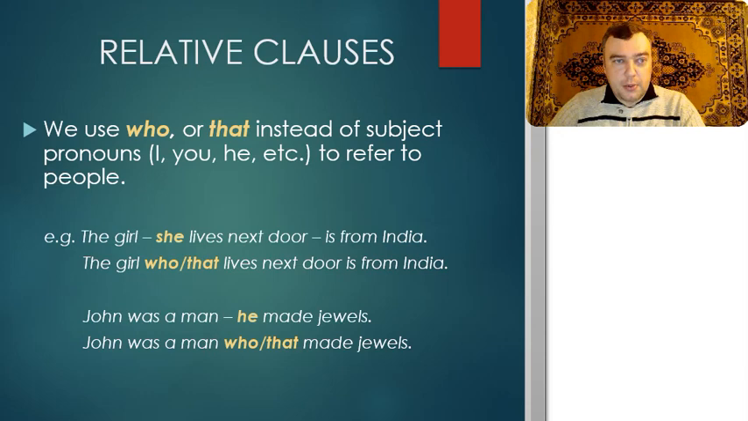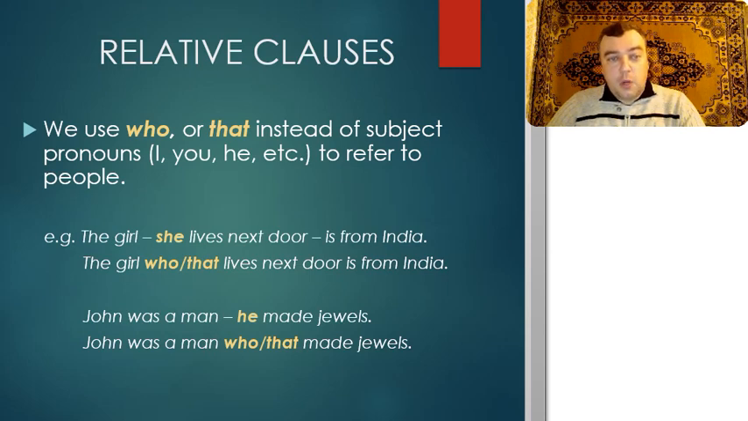Let's view the examples. The girl, she lives next door, that is, the girl lives next door, is from India. The girl who lives next door is from India. So all we need to do is to replace the personal pronoun she, which refers to a person, a girl, with the relative pronoun who, or replace it with another relative pronoun, which is that. The girl that lives next door is from India.